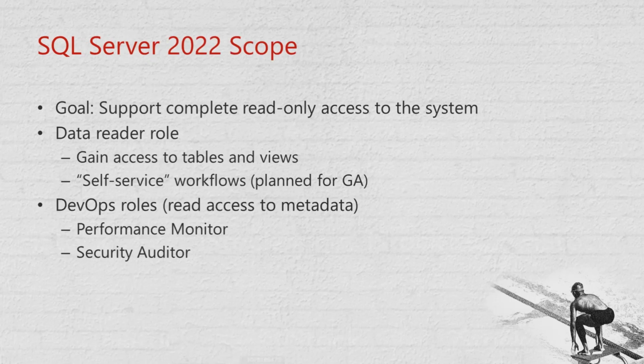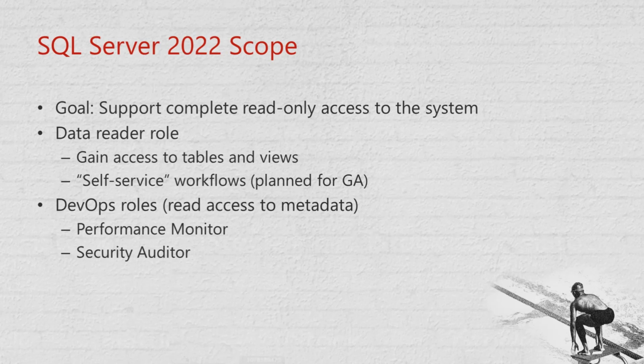Since the focus of this talk is SQL Server 2022, let's talk about the scope that would be delivered in this time frame. The goal for this release is to support a complete read-only access scenario to this system. And that means that we will provide read-only access to data through the data reader role, but also access to the metadata through the DevOps roles. So for the data reader role, users will be able to gain access to tables and views, either directly through the policy assignment that we will see a bit later, or through self-service workflows that are planned for GA.